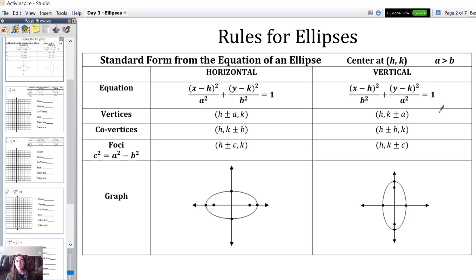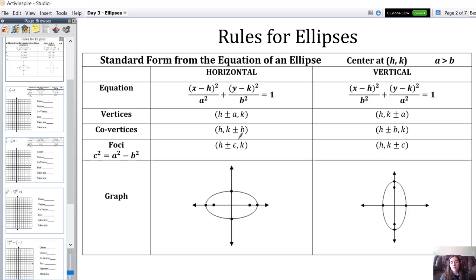Now we're going to talk about another shape called an ellipse. On a graph, there are two different types of ellipses, one that's horizontal and one that is vertical. Each different type of ellipse has its own standard form. For a horizontal ellipse, the standard form is (x minus h) squared over a squared plus (y minus k) squared over b squared equal to 1. In this situation, a is always going to be greater than b.